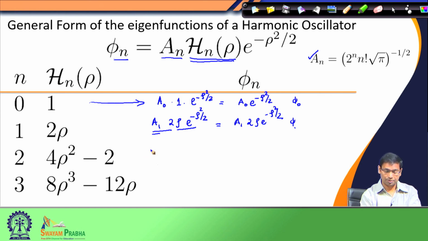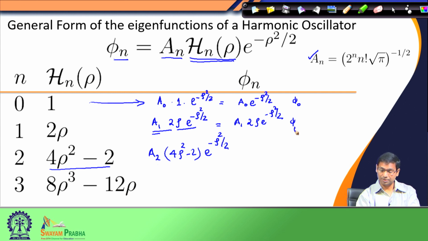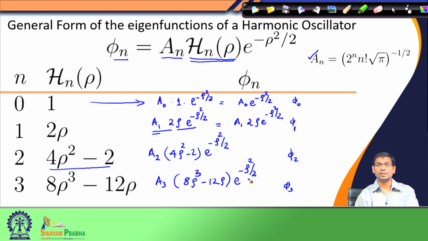When n is 2, we can write down the eigenfunction phi 2 as a 2 multiplied by the Hermite polynomial 4 rho square minus 2 multiplied by e to the power minus rho square by 2. And similarly, this is my phi 2, the phi 3 would be a 3, the third order Hermite polynomial, 8 rho cube minus 12 rho, into e to the power minus rho square by 2. So, as you can see, it becomes very easy to write down the eigenfunctions of harmonic oscillator in this manner.